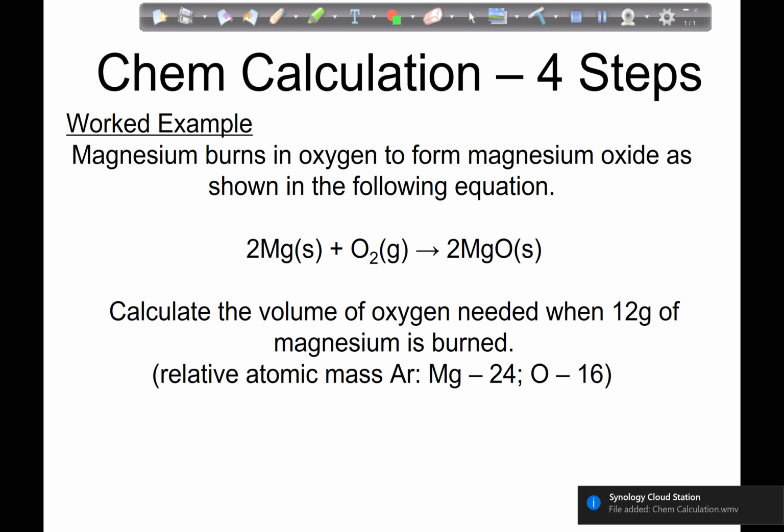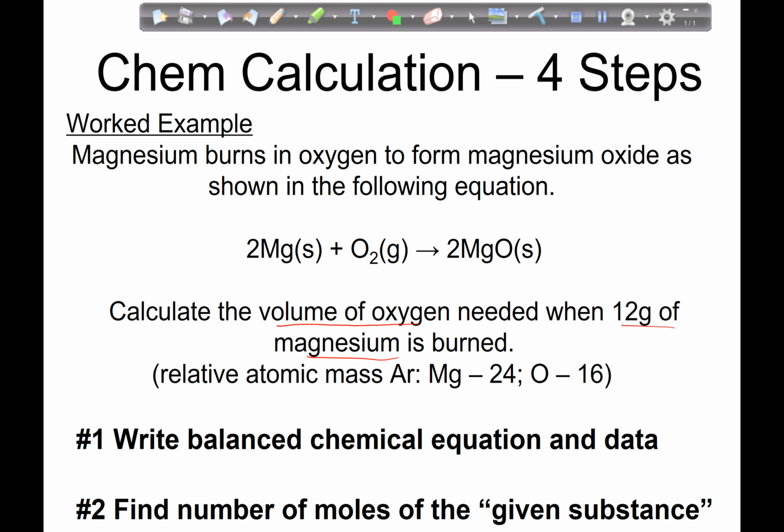Okay class, now that we have learned the two chemical equations of mole equals mass over Mr and mole equals volume of gas over 24 dm cubed, it is time for us to learn how we apply the steps. So here's a worked example. First, we have magnesium that reacts with oxygen to form magnesium oxide. You are to calculate the volume of gas required when 12 grams of magnesium ribbon is burned.